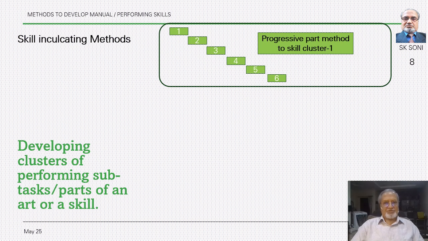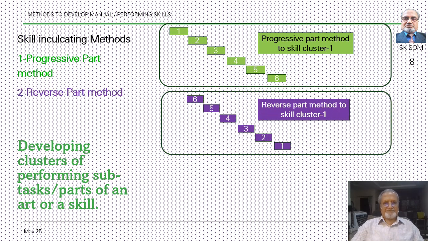Skills inculcating methods. So there are three methods. The first method is the progressive part method. For instance, for cluster 1, suppose there are 6 parts in this cluster, 1, 2, 3, 4, 5, 6, and they are in such a sequence that the previous sub-skill is included in the next sub-skill. So this is how the progressive part method goes on from 1 to 6. The difficulty level of 6 is much higher as compared to part 1. So this is known as the progressive part method.